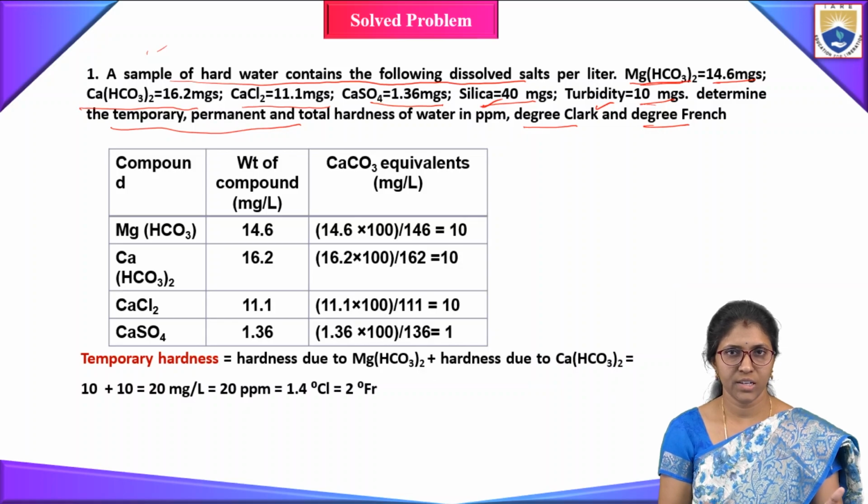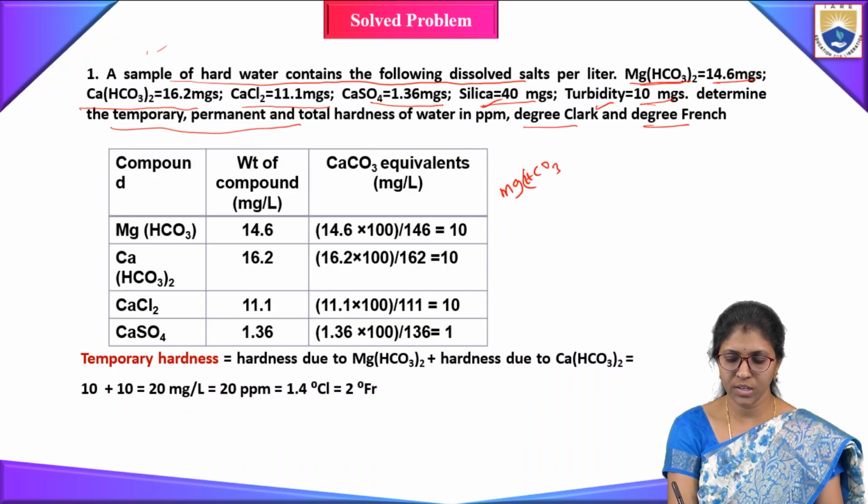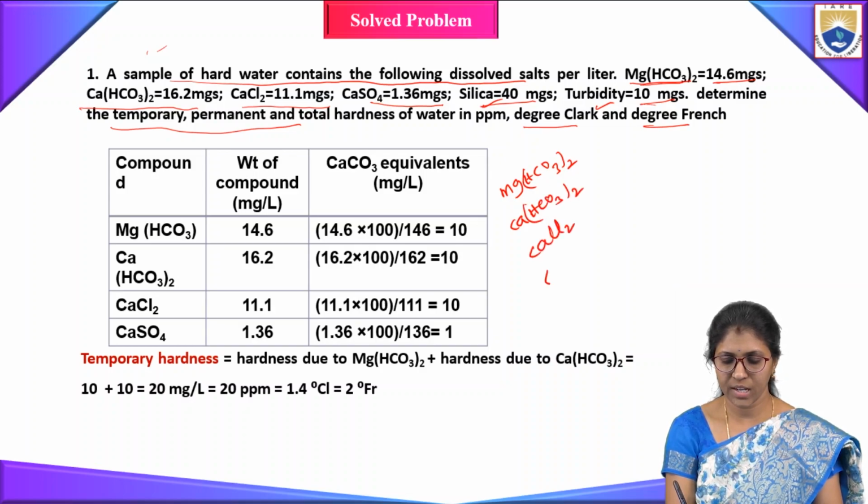So we have to find out the temporary, permanent and total hardness of water in ppm, degree Clark and degree French. Here they have given a water sample which has magnesium bicarbonate, calcium bicarbonate, calcium chloride, calcium sulfate, silica and turbidity.